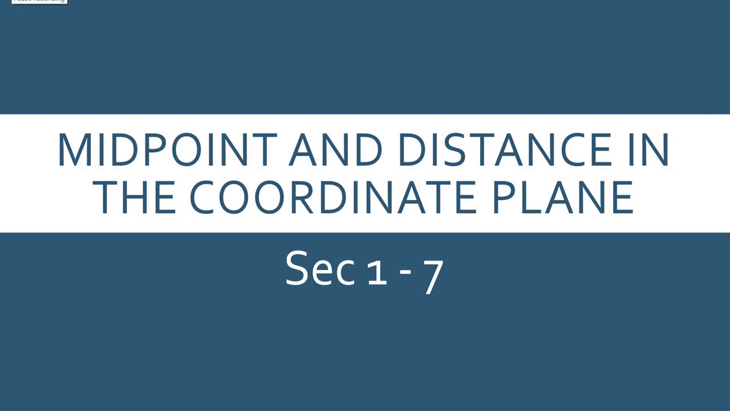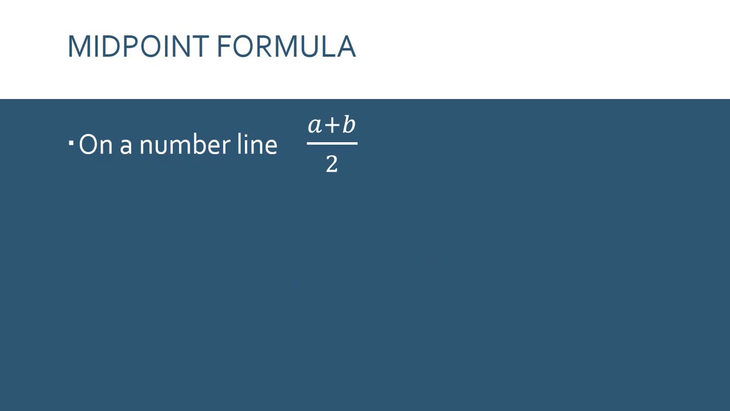Section 1.7 is midpoint and distance in the coordinate plane. So when we talk about midpoint on a number line, we're simply going to take the two values, add them together, and divide by 2, kind of like finding the average.